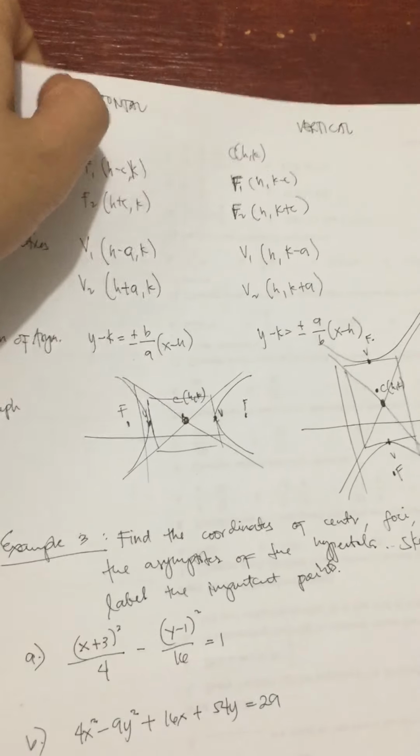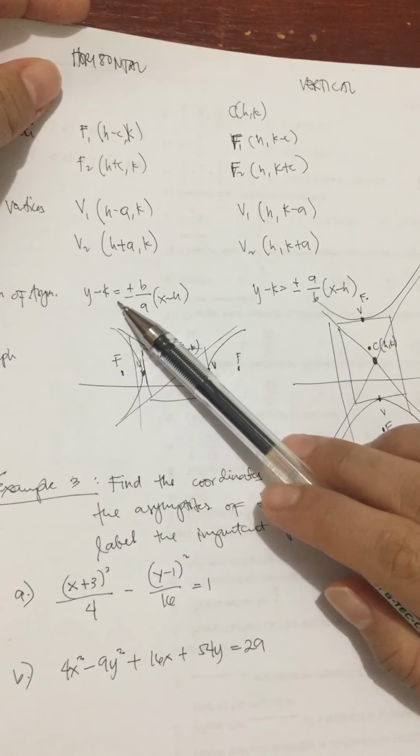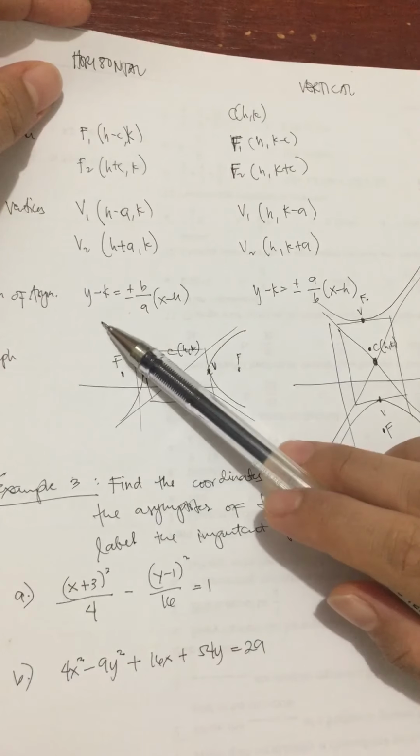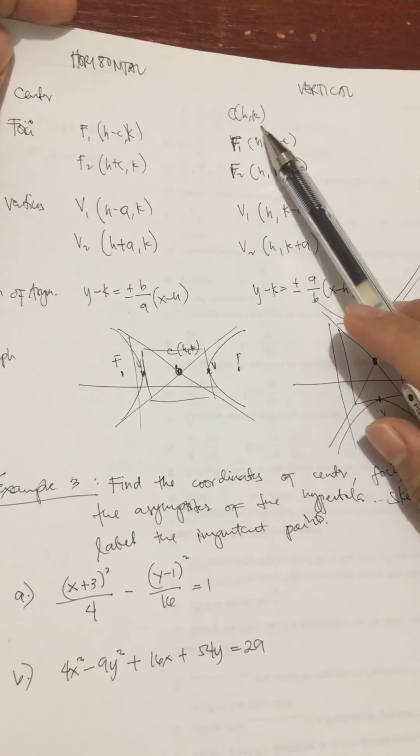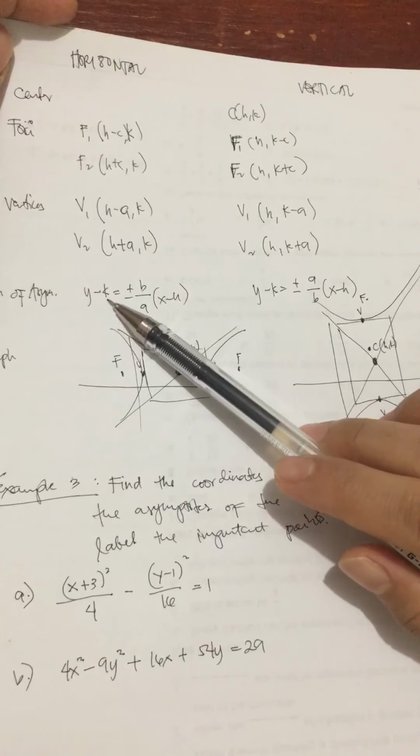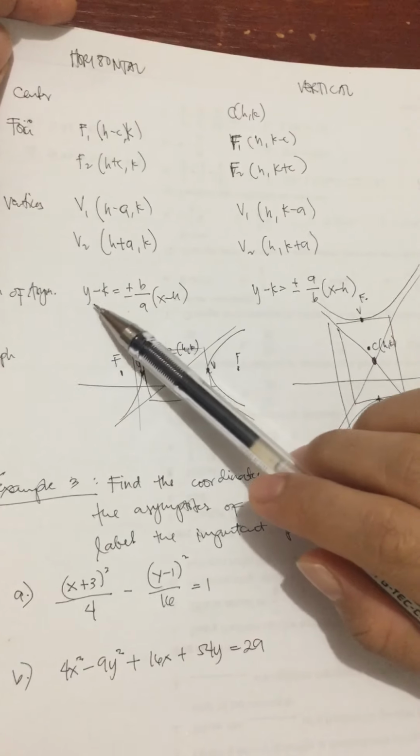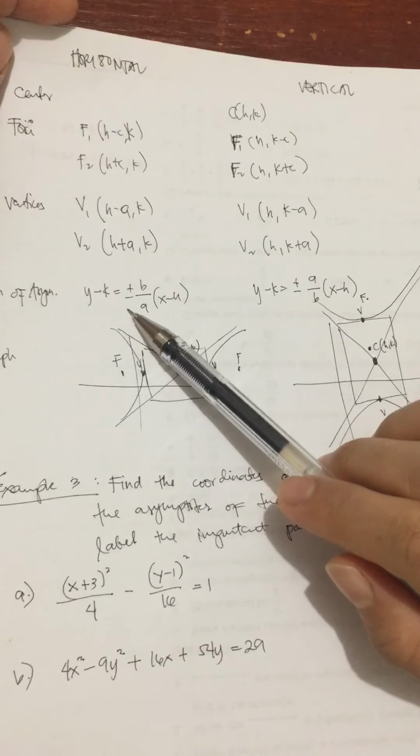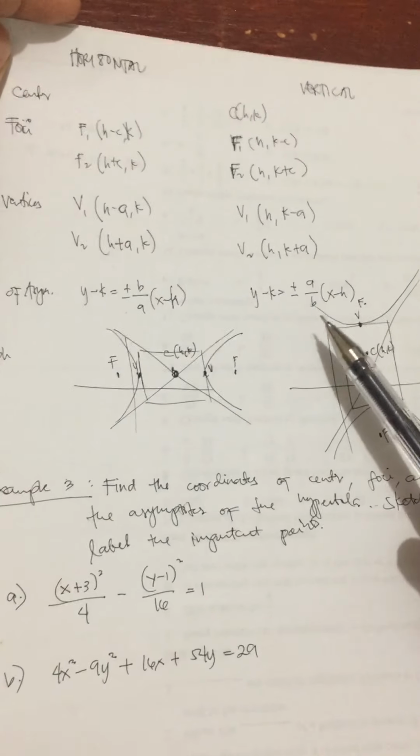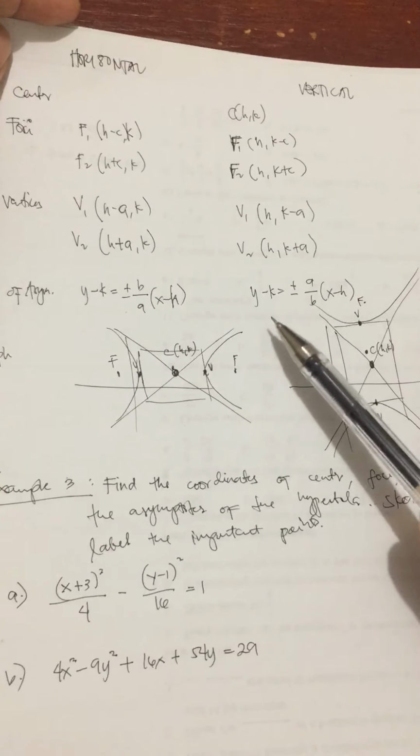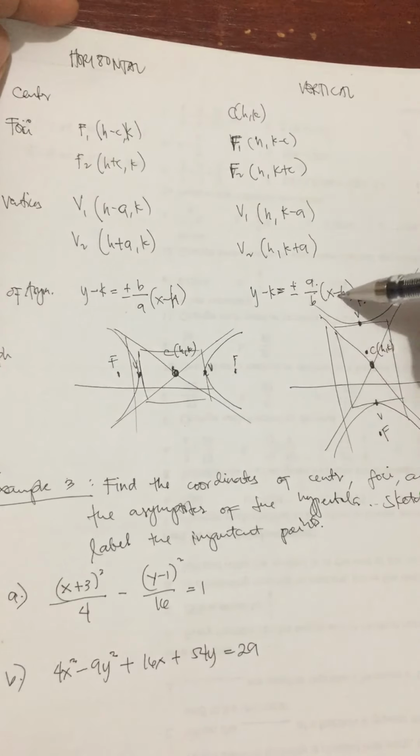Then for the equation of the asymptotes, dadagdagan lang natin siya ng k at saka ng h. In our previous video it was just y, because the center was at the origin. Since the center is (h, k), we put k on our y-coordinate and h on our x-coordinate. So we now have y minus k equals plus or minus b over a times (x minus h). And for the vertical, y minus k equals plus or minus a over b times (x minus h).